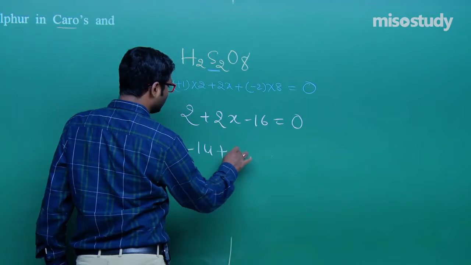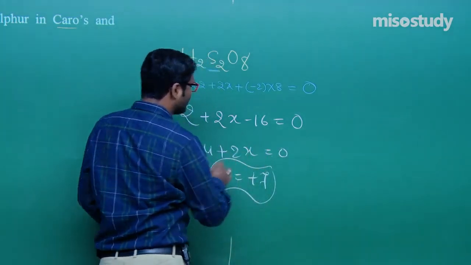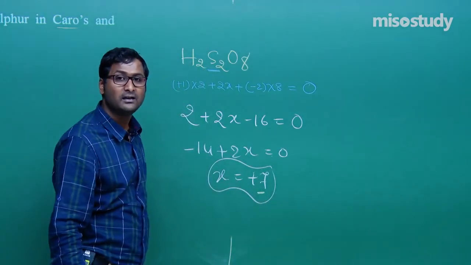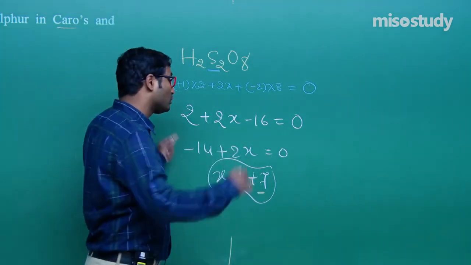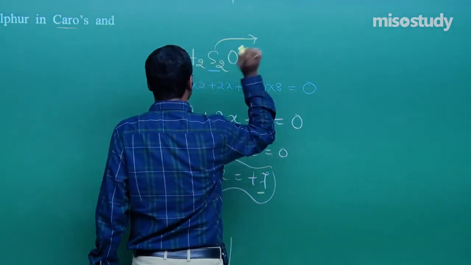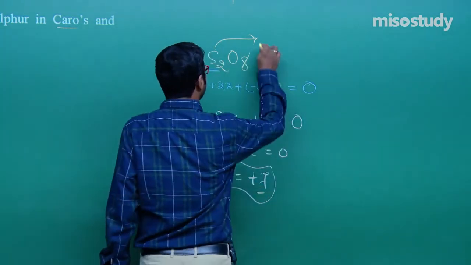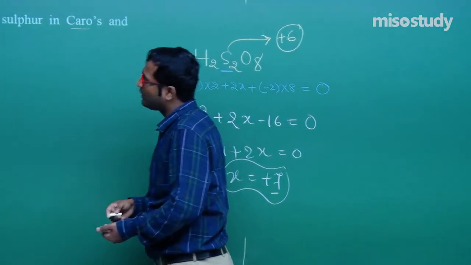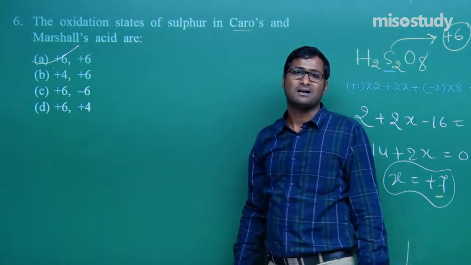14 plus minus 14 plus 2x is equal to 0, so x is equal to plus 7. As we know, there is no oxidation state exceeding 6, so the maximum oxidation state of sulfur in Marshall's acid is also plus 6. So the overall oxidation state is plus 6 for Caro's acid and plus 6 for Marshall's acid.